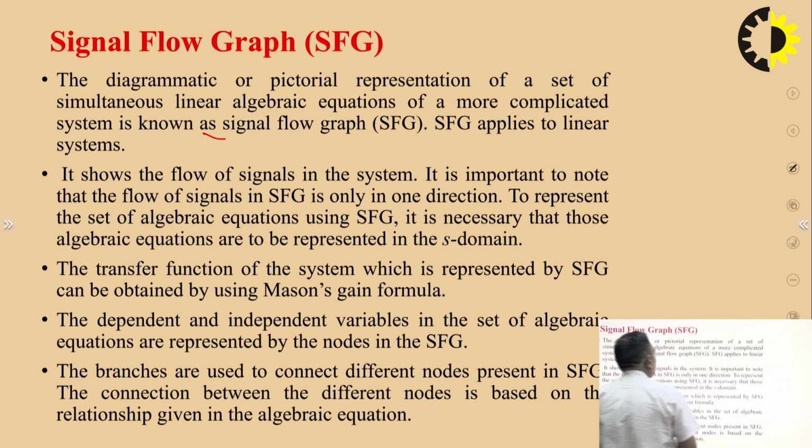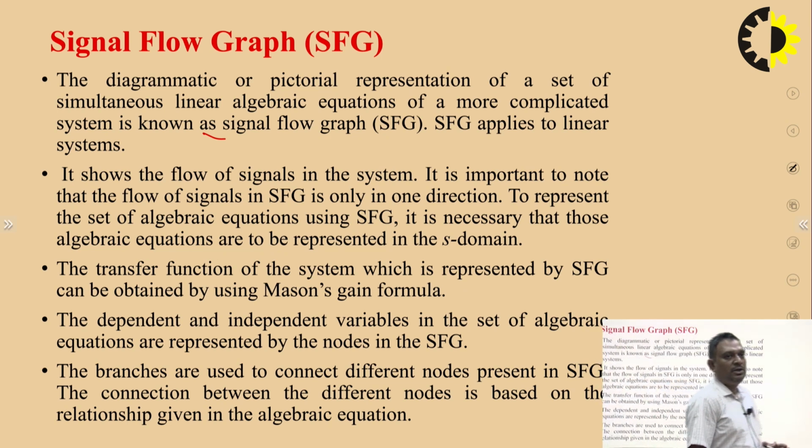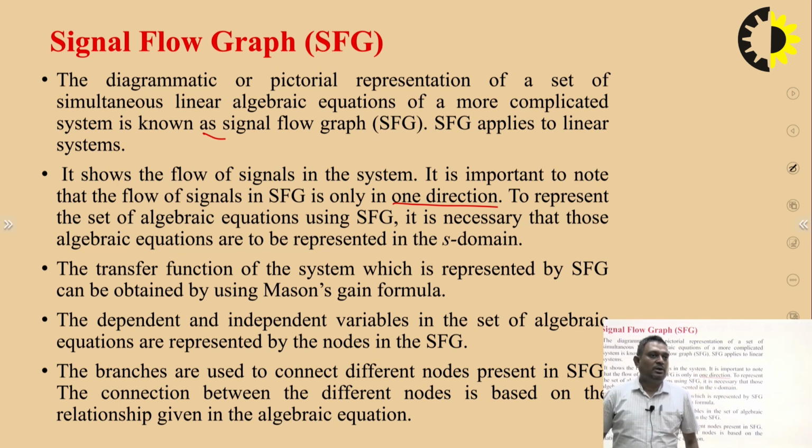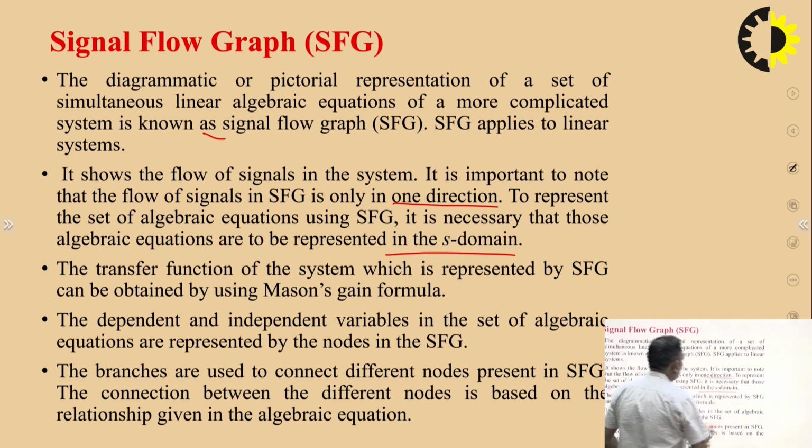Signal flow graph applies to linear systems. It is important to note that signal flow graph can only be applied to systems which are linear in nature. It shows the flow of signals in the system. It is important to note that the flow of the signals in SFG is only in one direction. To represent a set of algebraic equations using SFG, it is necessary that those equations are represented in the S domain. The transfer function represented by SFG can be obtained by using Mason's gain formula.